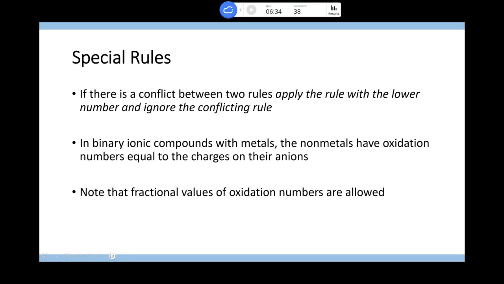If you have an ionic compound, a metal and a nonmetal, and there's only one element as a metal and one element as a nonmetal, so not a polyatomic ion, then we know that a nonmetal, so chlorine in this case, has an oxidation number equal to its charge. So we assume chlorine has a -1 charge. We can apply that as the oxidation number as well in this compound.